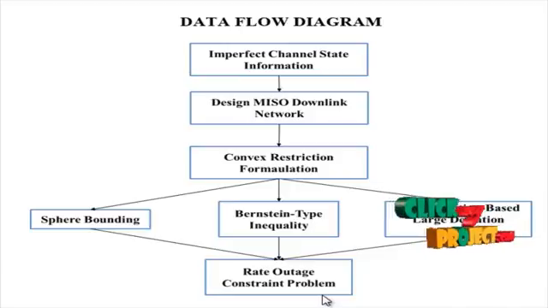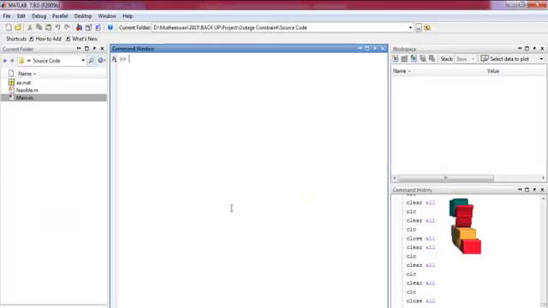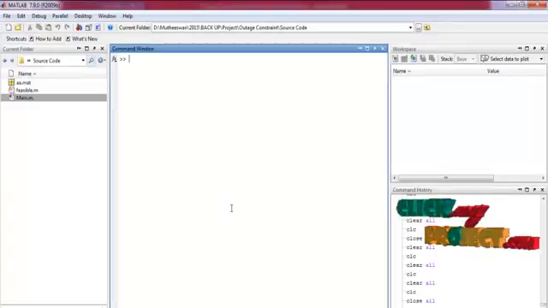The system presents three tractable convex restriction formulations of the rate outage constraint problem. This naturally leads to questions about the relative performance of these formulations, which we address in the following subsection by comparing their computational complexity as well as their tightness in approximating the original rate outage constraint problem. Let me discuss the running procedure for our process.